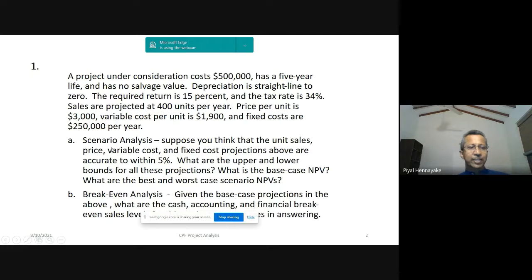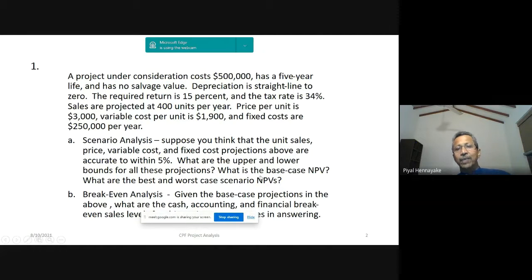So the first part is scenario analysis. Suppose you think the unit sales, price, variable cost and fixed cost projections above are accurate within 5%. You have to carefully read what is variable. Sometimes some will not be variable, some will be 0%. Here all 4 are variable. What are the upper and lower bounds of these projections? What is the base case NPV? What are the best and worst case scenarios?